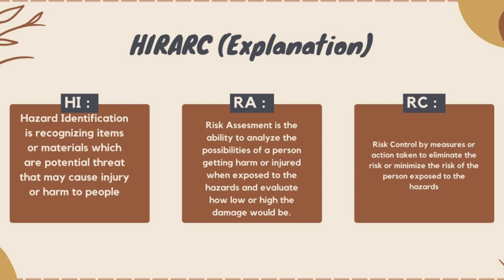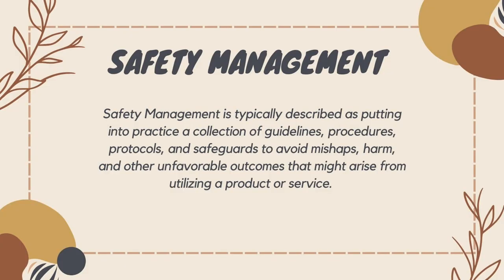Hierarchy explanation. HI, hazard identification, is recognizing items or materials which are potential threat that may cause injury and or harm to people. RA is risk assessment, the ability to analyze the possibilities of a person getting harmed or injured when exposed to the hazard and evaluate how low or high the damage would be. And RC is the measures or action taken to eliminate the risk or minimize the risk of the person exposed to the hazard.